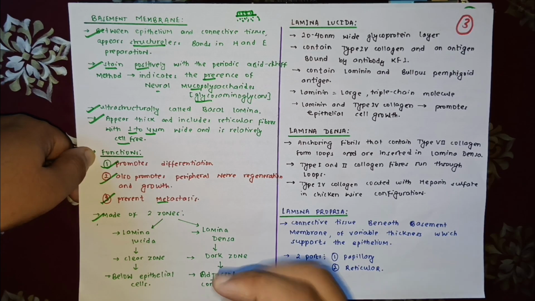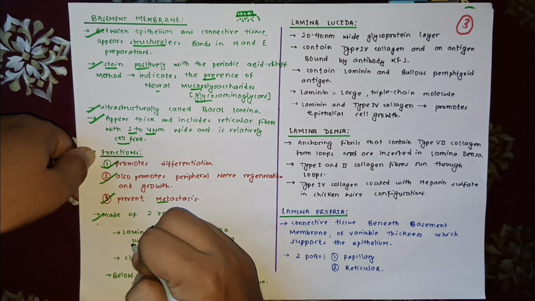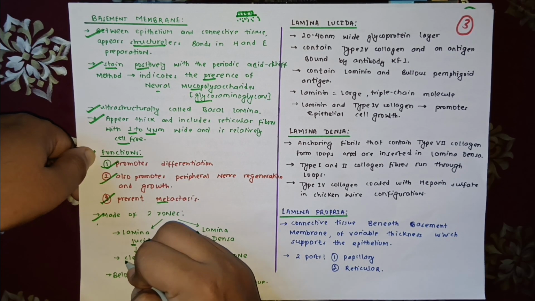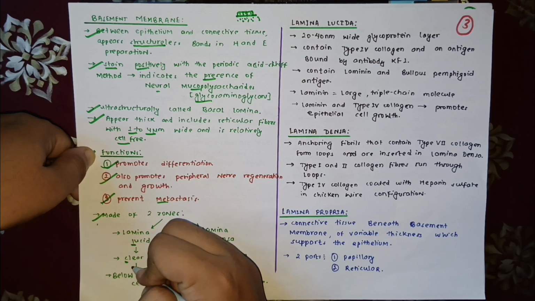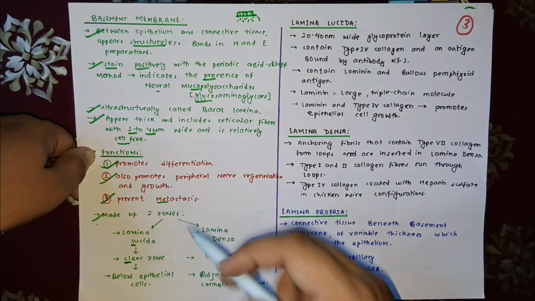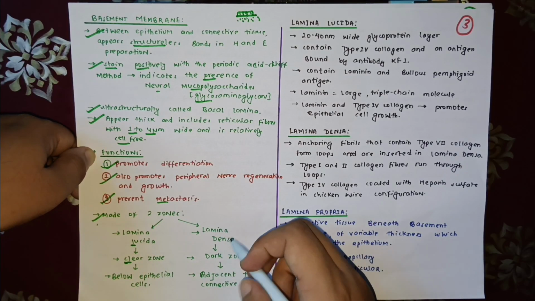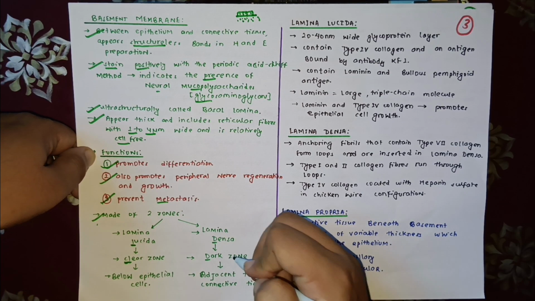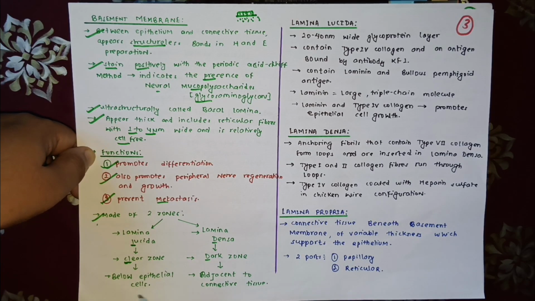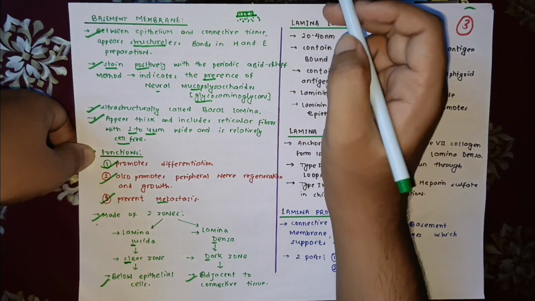How to remember? Lamina lucida has L, and L means clear. So we can remember it that way. Lamina lucida is clear, and lamina densa has D, so it is the dark zone. It is below the epithelial cell and adjacent to the connective tissue. That means it is just below the epithelial cell.